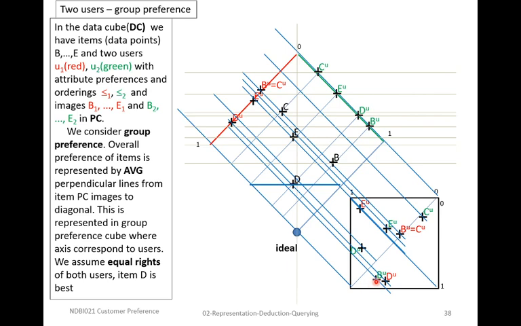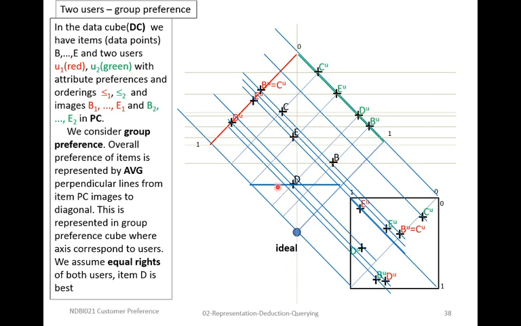Of course, we see that the green user had a better object here, the B. But he had to take into account that the B object for the red user was quite low preferred, so this image is really much lower than this image here.